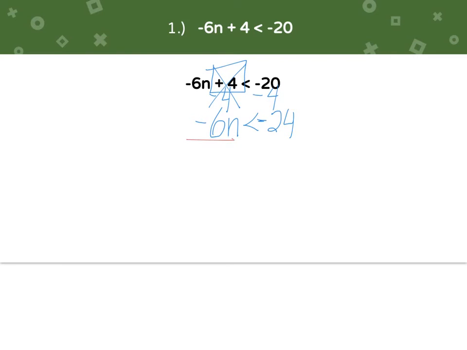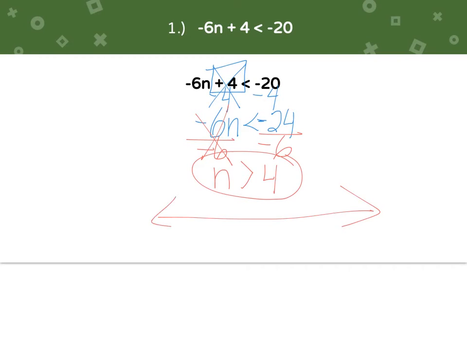Now it's time to get rid of the negative 6 by dividing by negative 6. Since you're dividing by a negative, the sign is going to flip. That cancels out negative 6 and leaves you with just n. Then you have a negative divided by a negative, which is a positive, and 24 divided by 6 is 4. The answer is n is greater than 4.